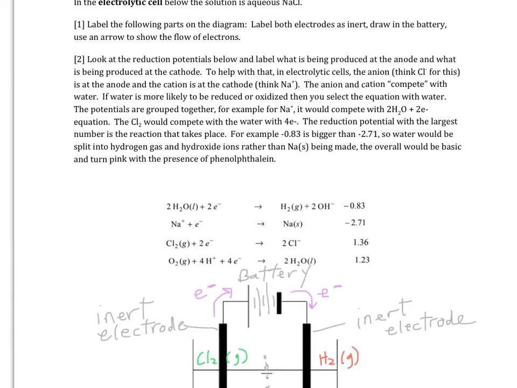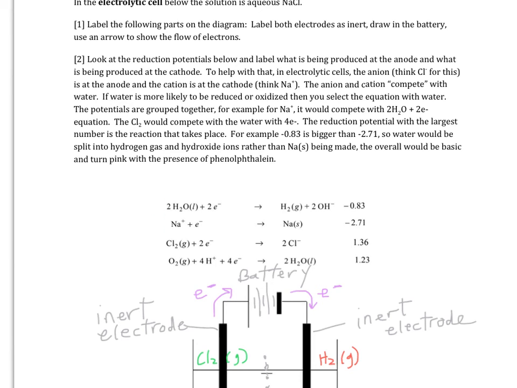And on an AP test, I think they would give these to you in groupings. So the reduction potential with the largest number is the reaction that takes place. For example, minus 0.83 is bigger than minus 2.71. And I'm looking at these here. So in this case, the 0.83, which is the water, would win out over that one. So you would choose that equation and ignore this one, which would mean that the Na part doesn't happen.